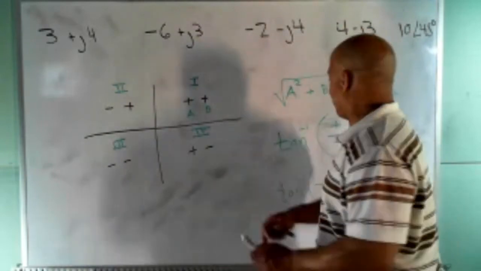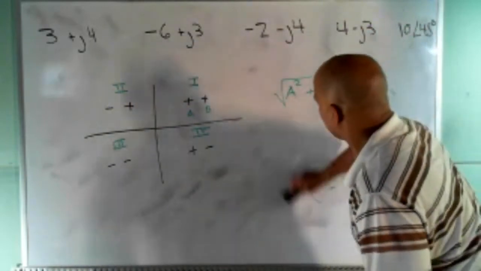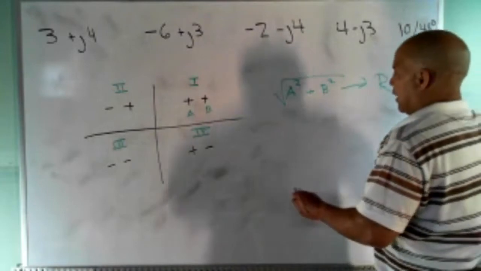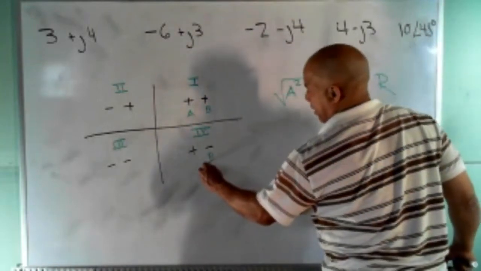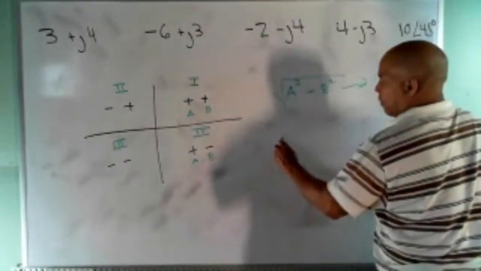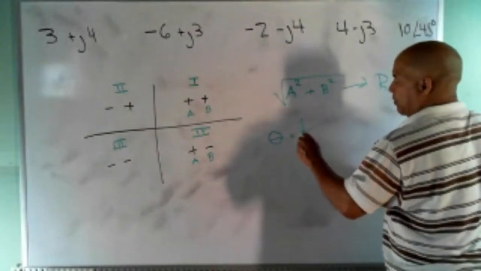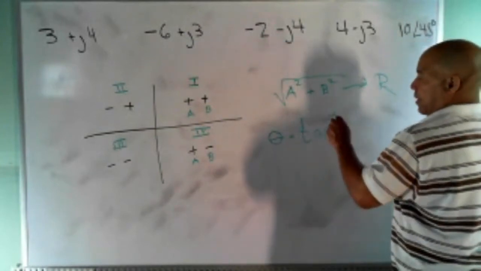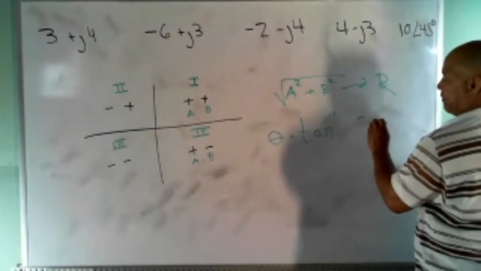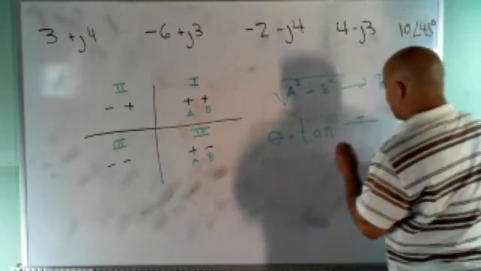Well, that's the same down here. If I'm down here in quadrant four, this is B, and that's A, and I want to find that angle. The angle is going to be the inverse tangent of B, which is negative, divided by A, which is positive.